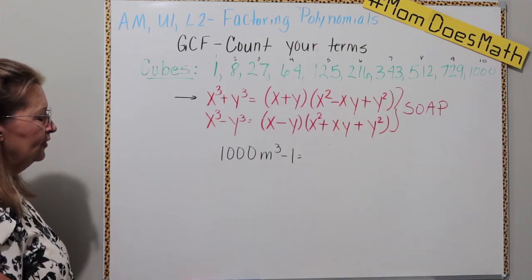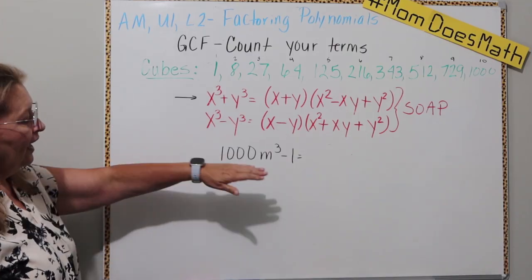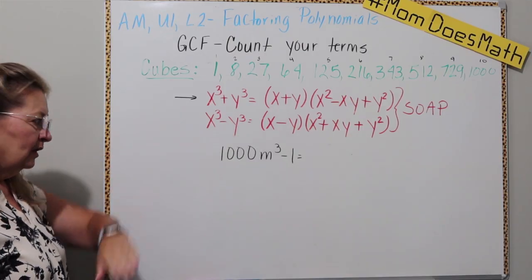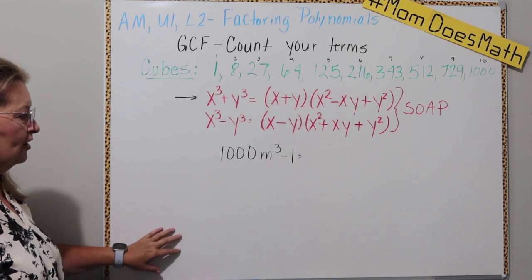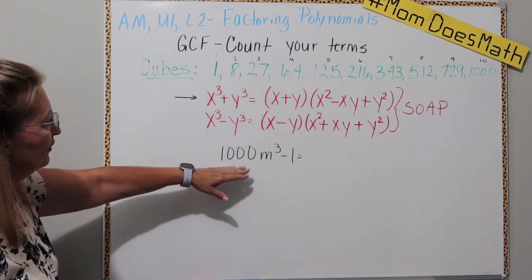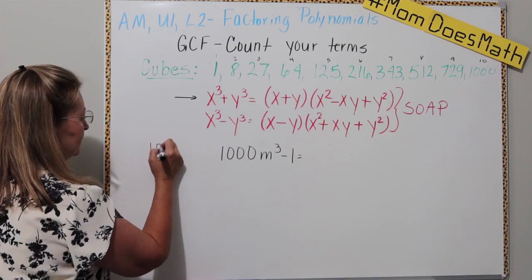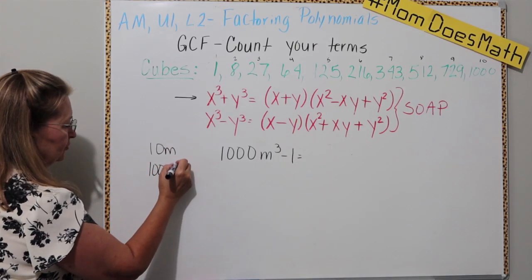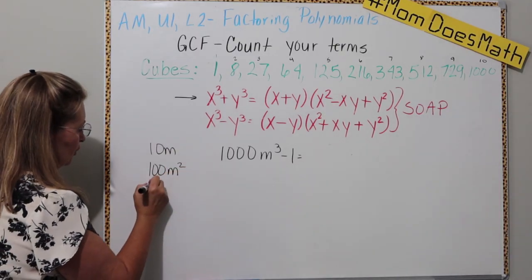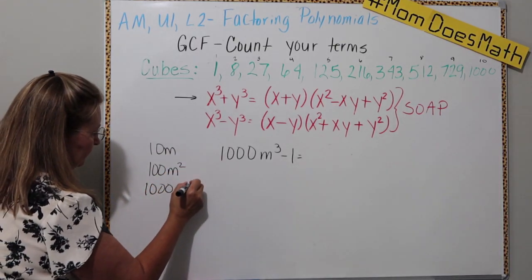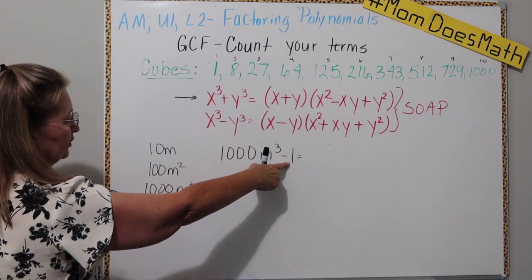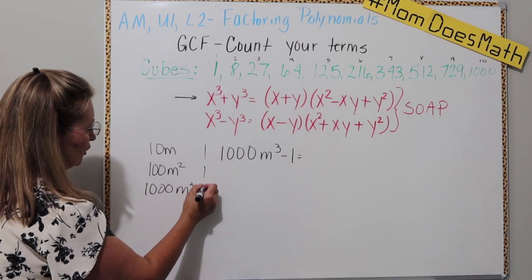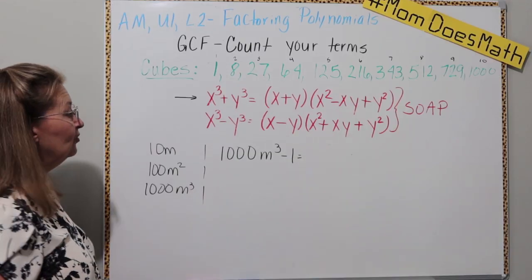1000m cubed minus 1. There is no greatest common factor. I do have two perfect cubes. This is a difference, so I'm going to use the second formula. Once again, I'm going to make my little chart over here. The cube root of 1000m to the third is 10m. This squared is 100m to the second, and the cube is 1000m cubed. The cube root of 1 is 1. That squared is 1. That cubed is 1. So that's just going to be 1.